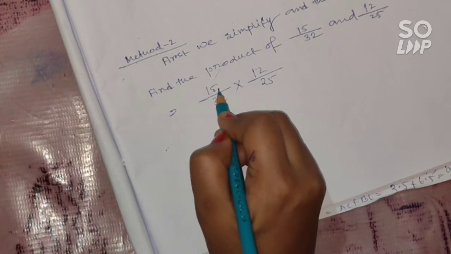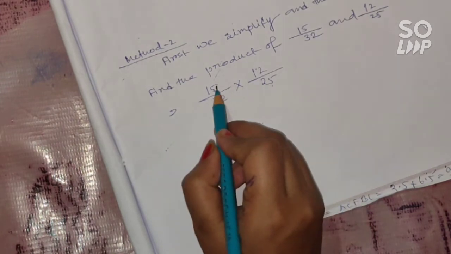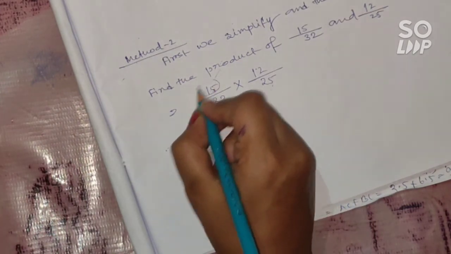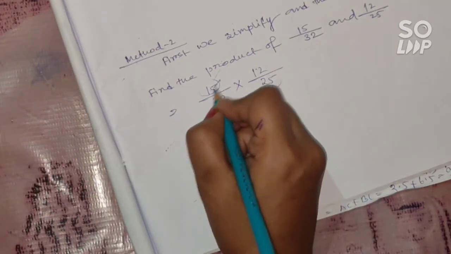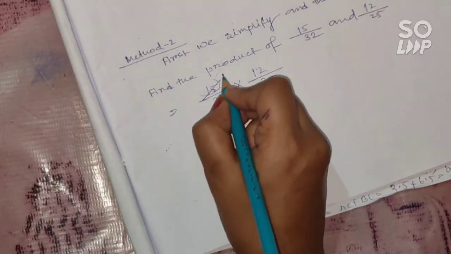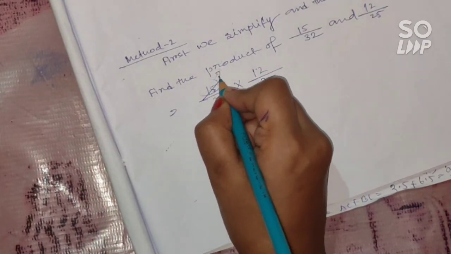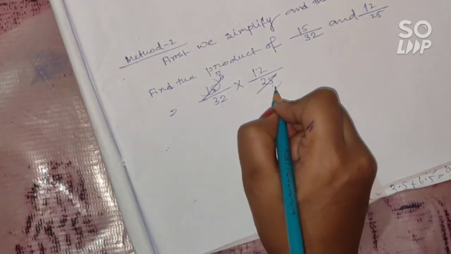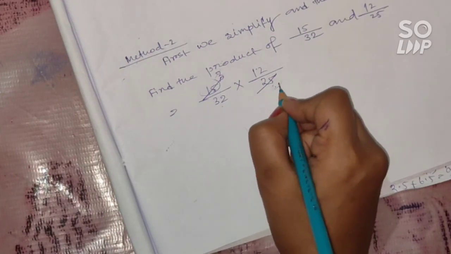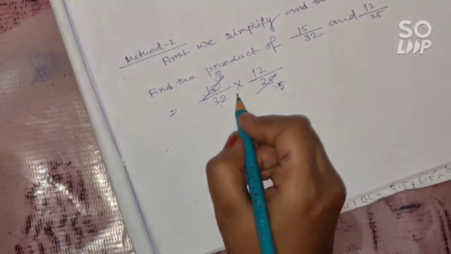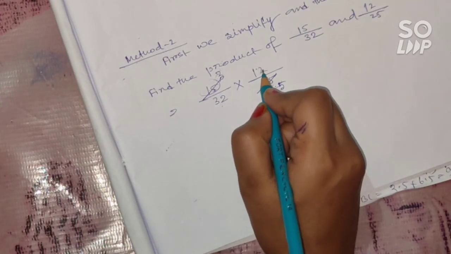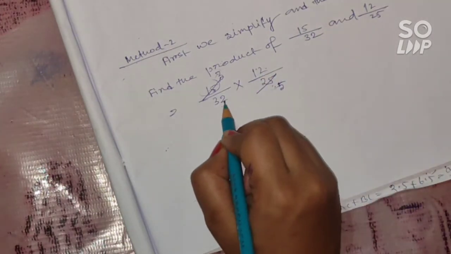15 is the numerator and this is the denominator, so we can cancel this. 15 is divisible by 5, 25 is also divisible by 5, so we can cancel this, 15 by 5 will give 3. We can cancel 25 by 5 and this will give 5, and we can cancel this, this is divisible by 2 and this is also divisible by 2.